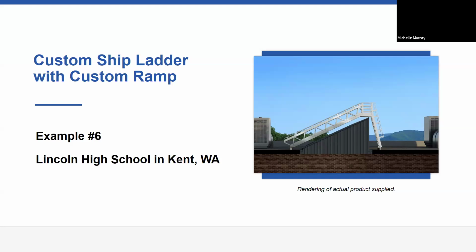O'Keefe's designed a truss system on the ramp side to support the long spans so that the ramp would be able to support itself without touching the sloped roof. And overall, it's about 19 feet in length. This was shipped pre-assembled for ease of installation, the ramp in one section and the ladder and platform in one section.